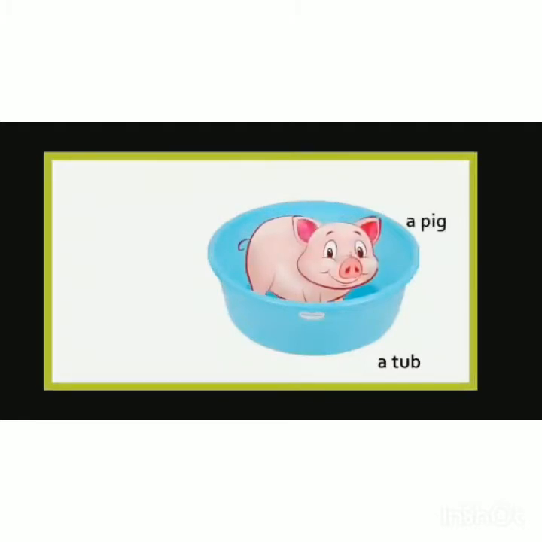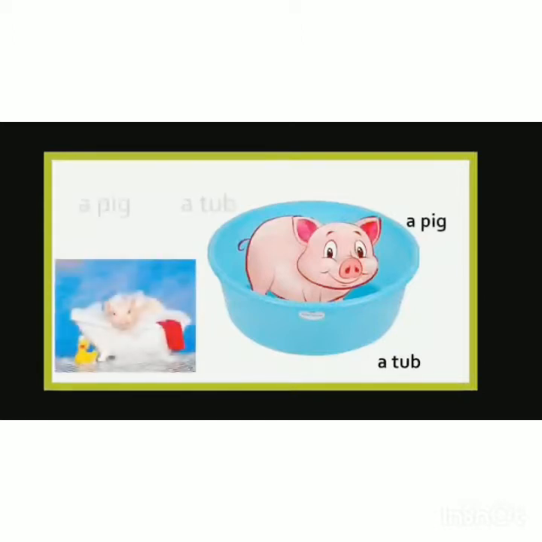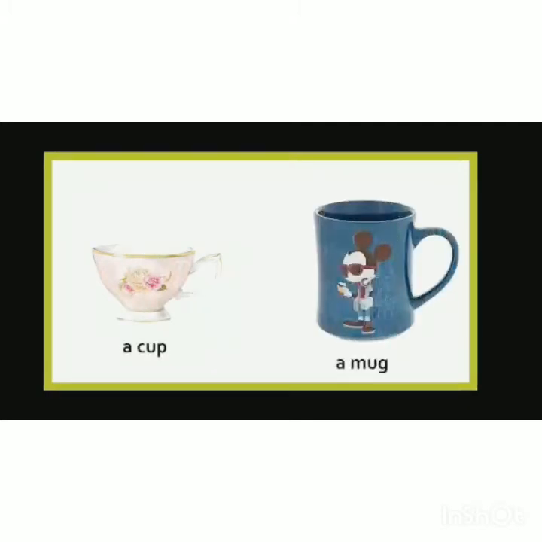Now, this is a tub, and here there is a pig. And where is the pig? Is it in a tub, on a tub, or they are together? Yes, it is in a tub. So you will write in the blank space. And now, last example. What is this? It's a cup. And here there is a mug. And is the cup in a mug, on a mug, or they are together? Yes, they are together. So you will write and in the blank space.